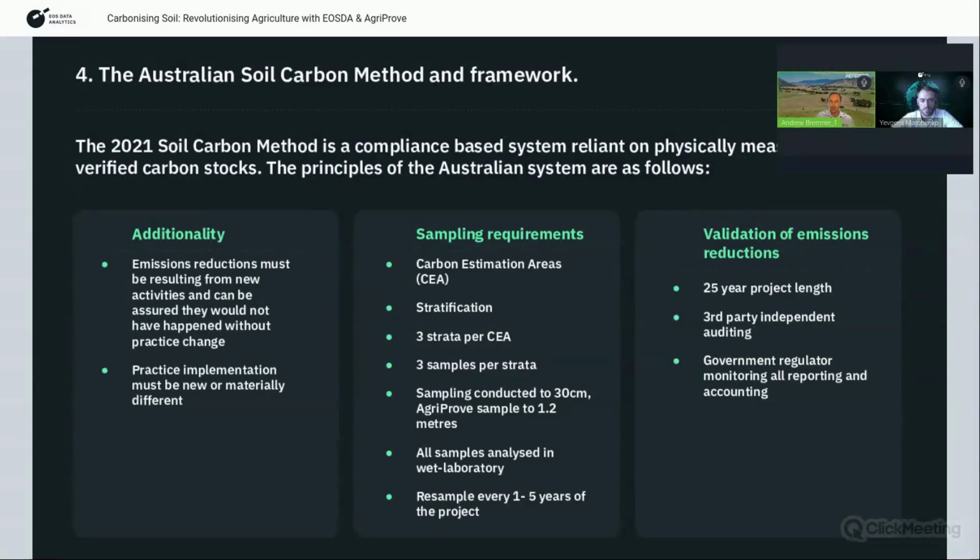Now, under the method, SOC must be measured to a minimum depth of 30 centimetres, but at AgriProve, we actually elect to sample and quantify to a metre and a metre plus where we can. And really that's because we're interested in change over time of carbon at depth and also the longer term permanency of that soil organic carbon. And projects are 25 years in length, and each application for credit requires a comprehensive independent audit, and there's also some project details and results are reported out.